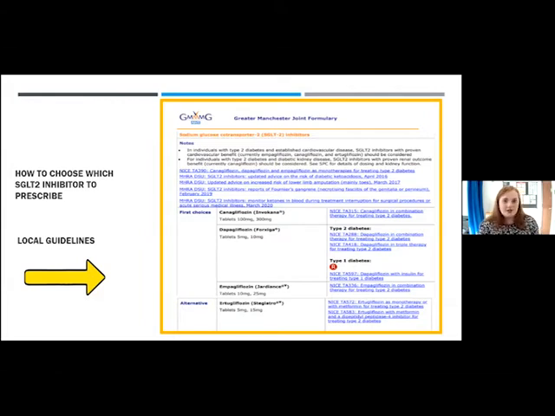So you've decided that SGLT2s are an option for the patient you've got in front of you. So your next question might be, well, how do you choose which one? Empagliflozin, dapagliflozin, canagliflozin, which one would you go for?